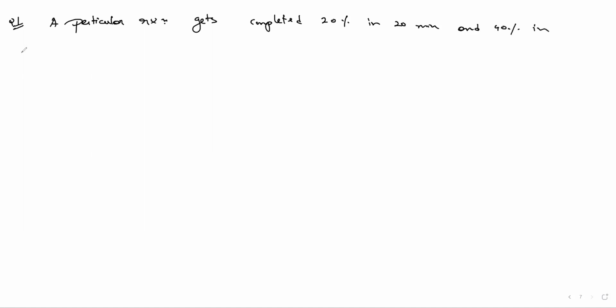Zero order reaction, question number one. A particular reaction gets 20% completed in 20 minutes and 40% in 40 minutes. Determine the order of the reaction and the rate constant of the reaction. Okay, the first question is this one.